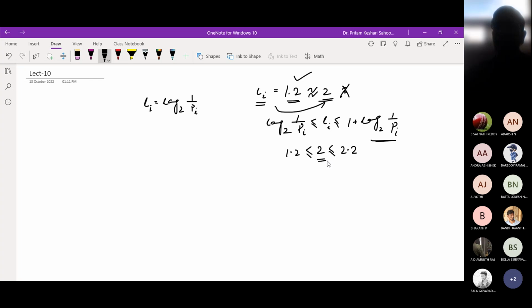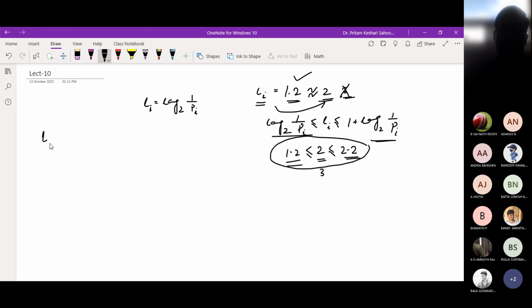So when we take the value of li as an integer value, that value should be greater than or equal to the exact value of log base 2 of 1 by pi, and it should be less than 1 plus log base 2 of 1 by pi, which is equal to 2.2. That is why I said we cannot take 3 here, because 3 is not less than 2.2. So this is another way of expressing the ideal value of li.